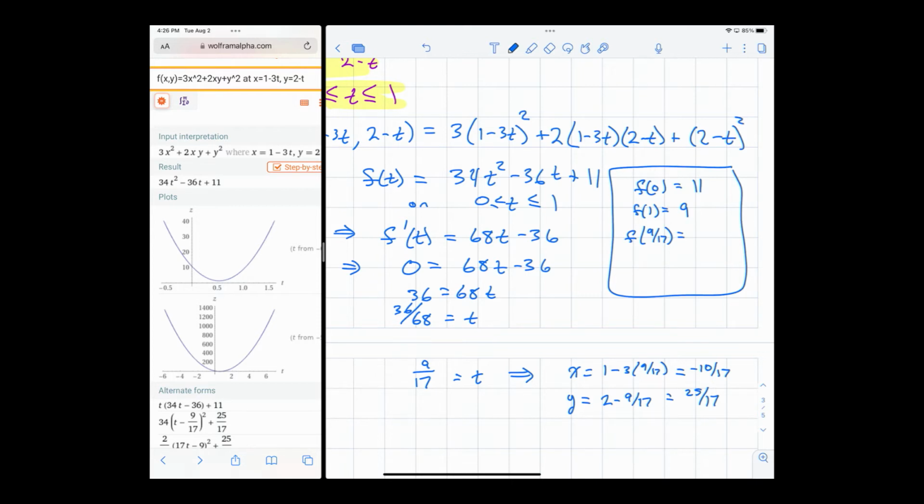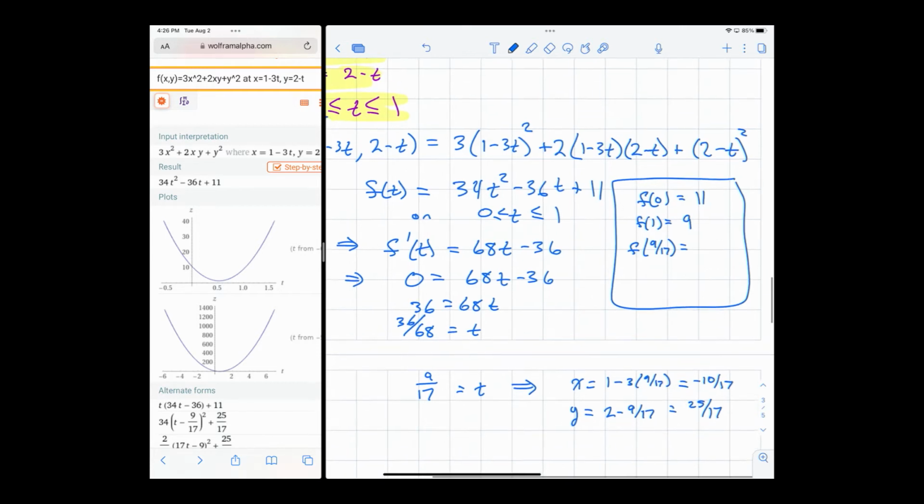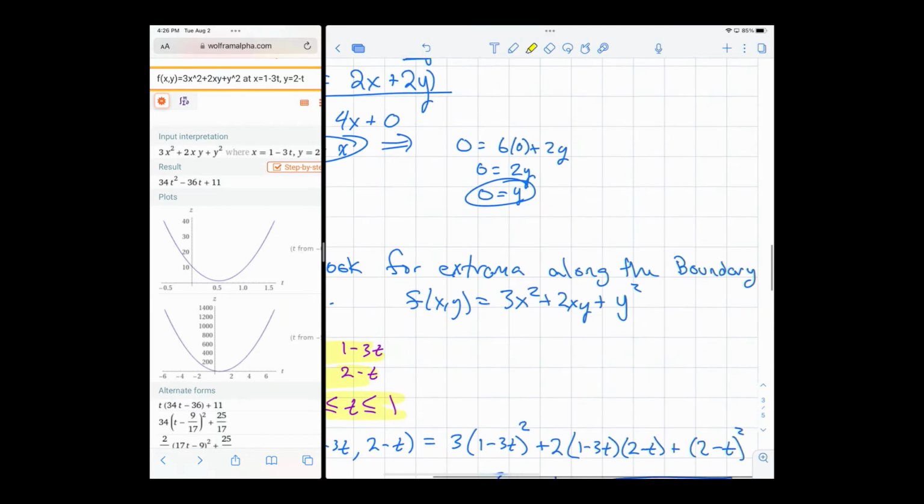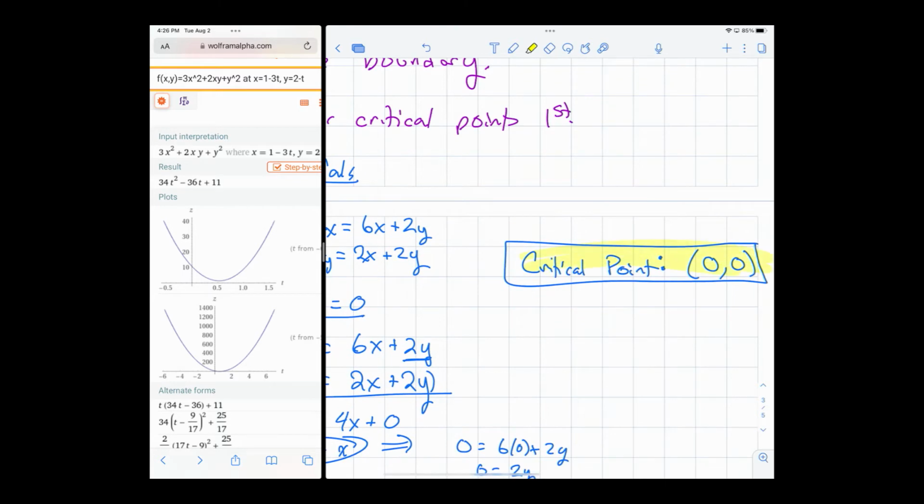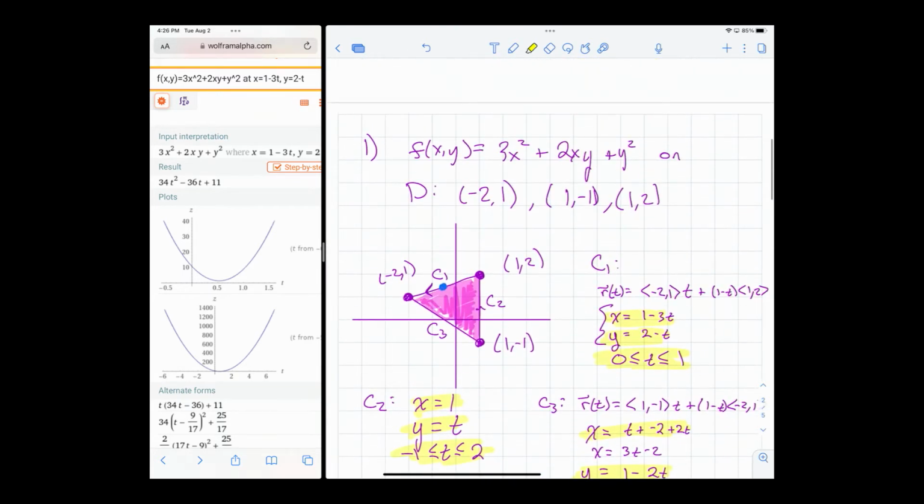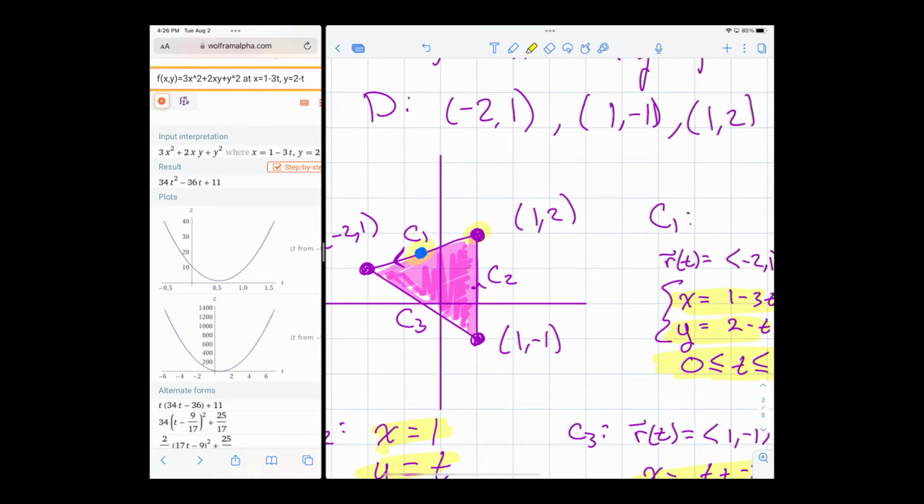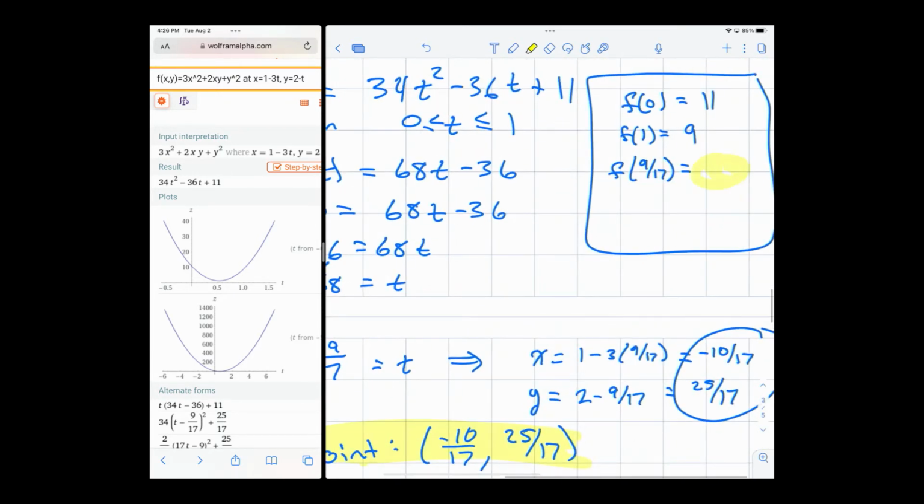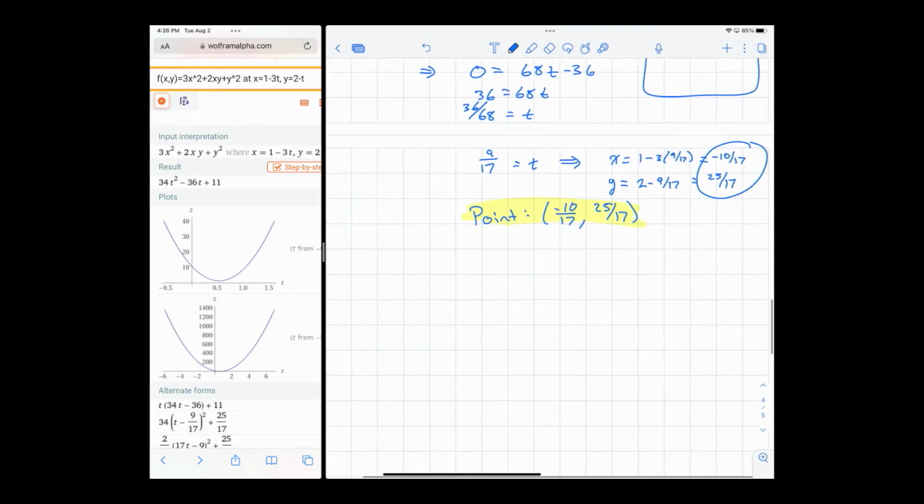But even though I wrote all that, I am going to just save this to the end here. I'm just going to take these x and y values and write them down. So this point that we found was negative 10 over 17, comma 25 over 17. And this point here and this critical point here, so basically this point and this point, those are the 3 points that I found so far to look at. And I'm not going to do any more right now. I could plug this in, but I'm lazy, so I'm not. Let's move on to C2.